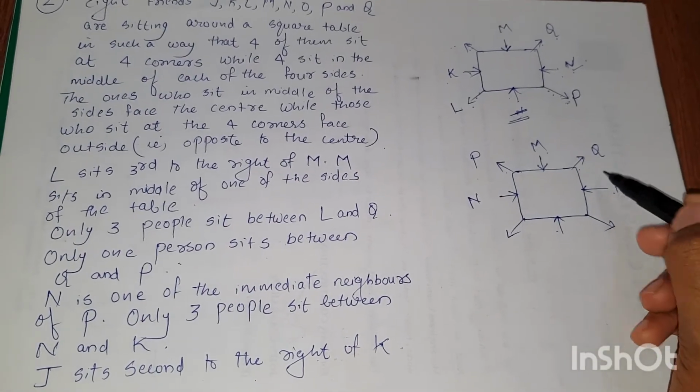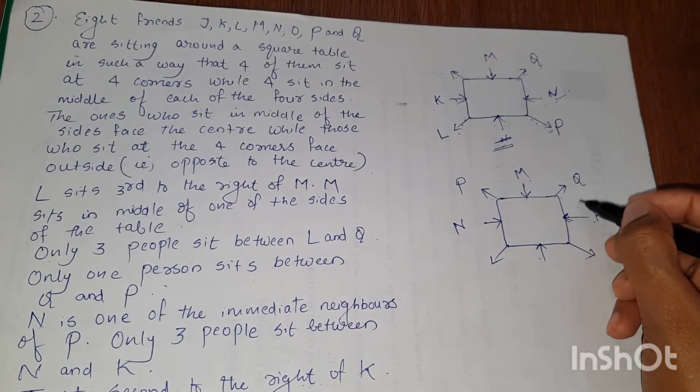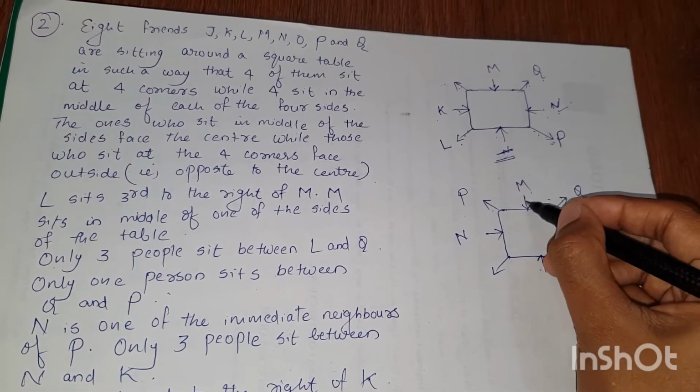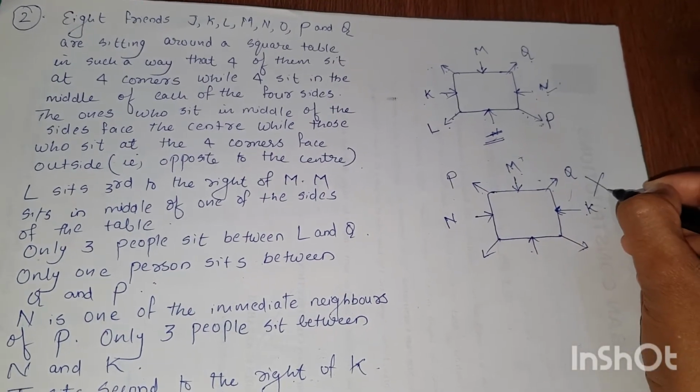Second to the right of K, who is it? Right of K means in this direction, right? 1, 2. Second to the right of K, it should be J, but it is M here. So this is not the correct diagram.